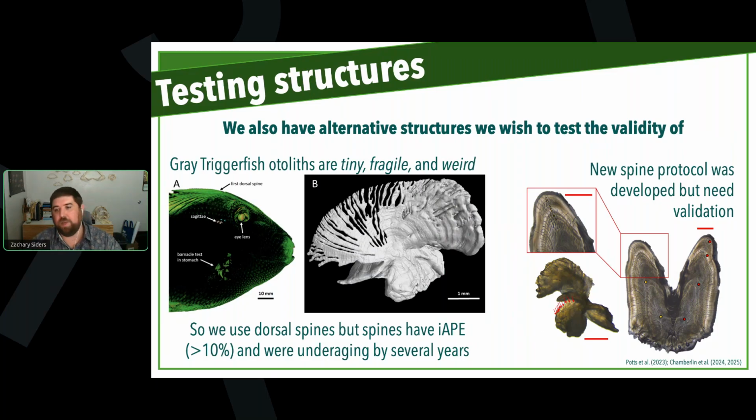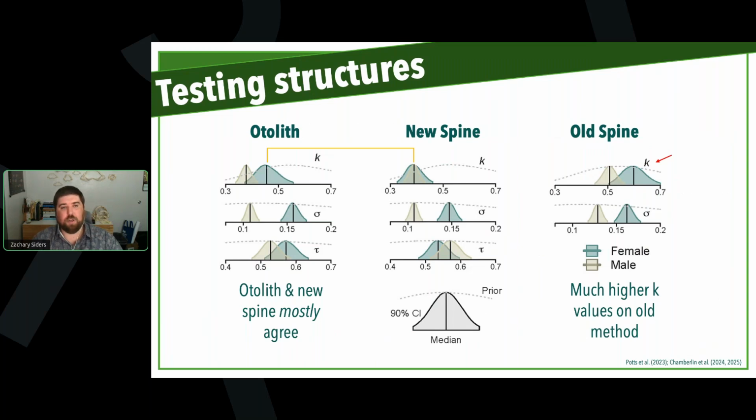We have otoliths, we have new spine, we have old spine. How different are they? What are they doing? How are they showing up in the von Bertalanffy, and what are they doing to our understanding of those structures and schedules? We have the same Brody coefficient, the big K value that we're really interested in, for otolith on the left, new spine in the middle, and old spine on the right.